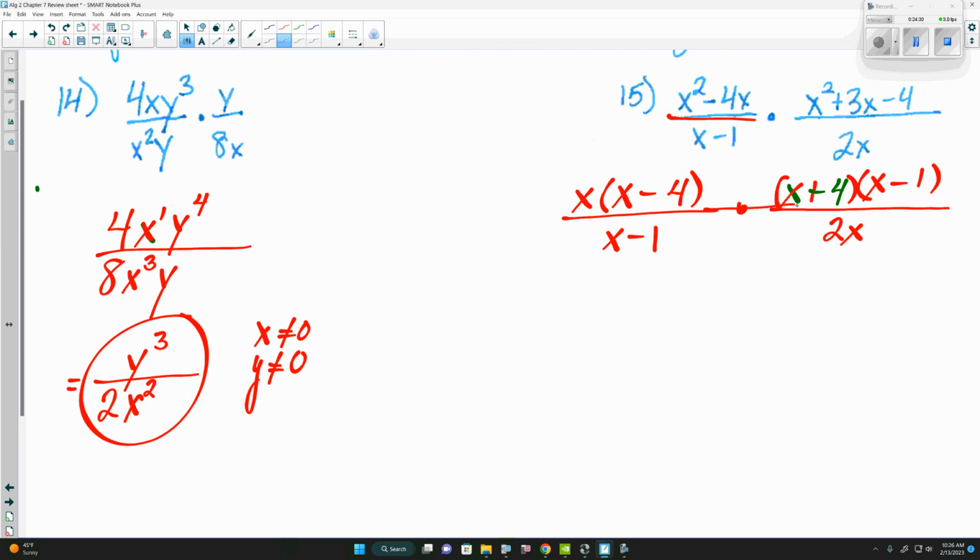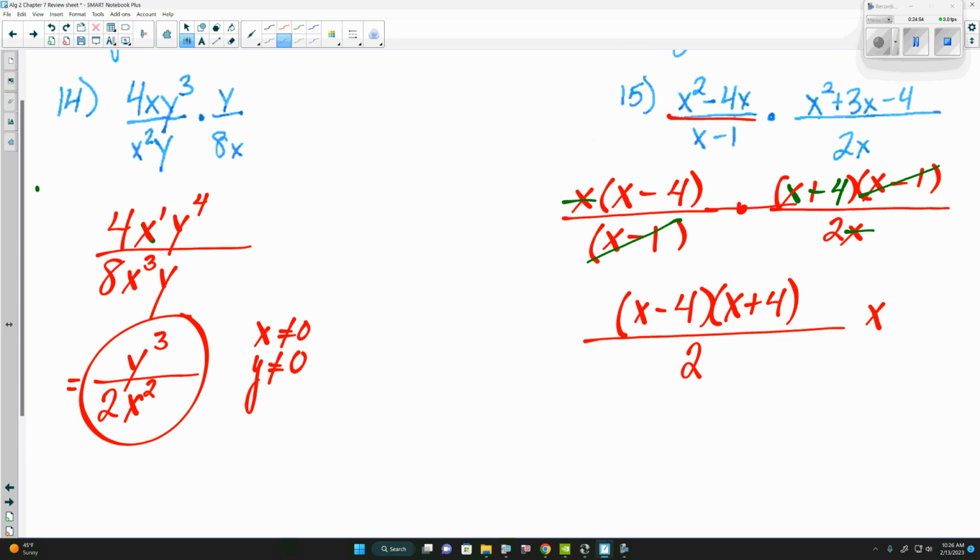As we multiply these together, we would have an x minus 1 in common on top and bottom. We also have what else in common? An x and x, which leaves us with x minus 4 times x plus 4 all over 2. And in this case, x cannot be 0 or 1.